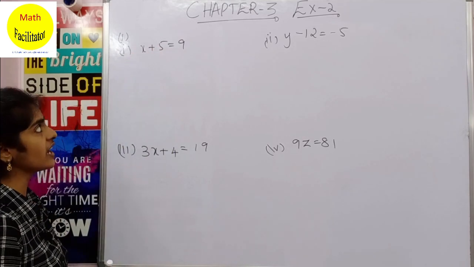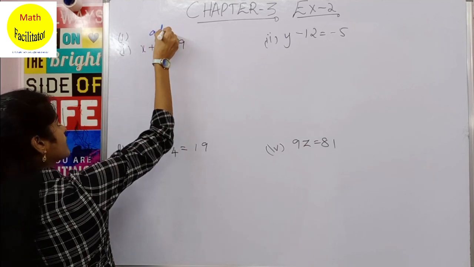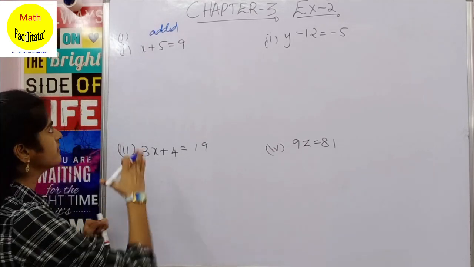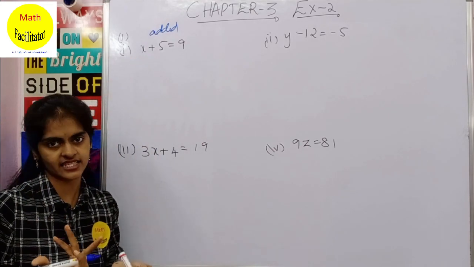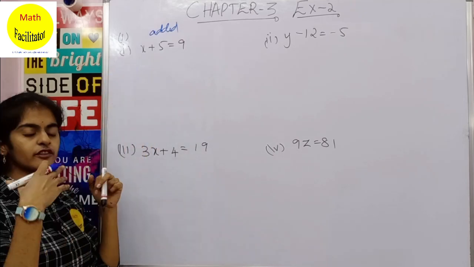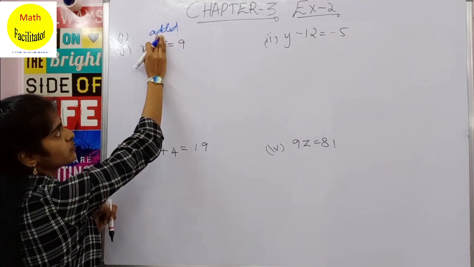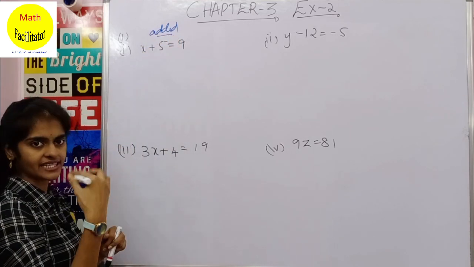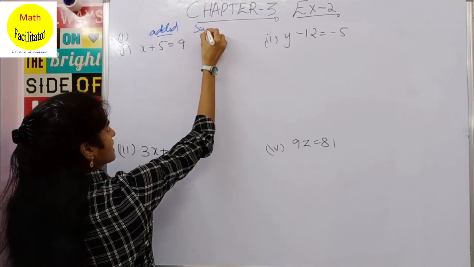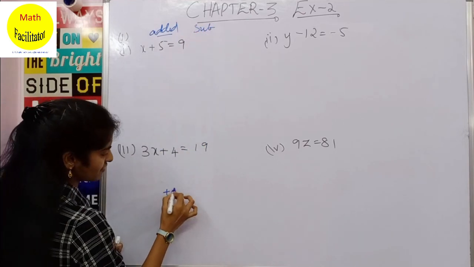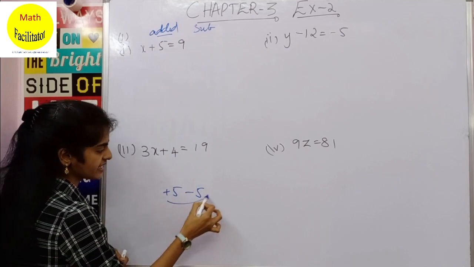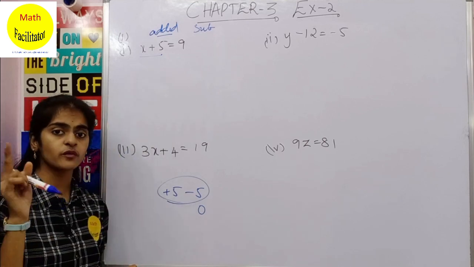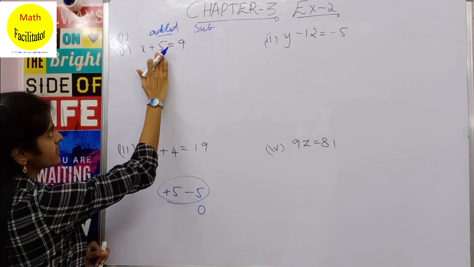So what is happening here? You have 5 added to x. It is extra. So what do you have to do to get the value of x? You have something in excess with you. If you want to get the value of x, you have to remove this, right? How will you remove this? Because you have 5 added to x, you will subtract 5. Because you know plus 5 and minus 5 gives you 0. That means on the LHS you will be left with only x, so that is the whole aim of this.